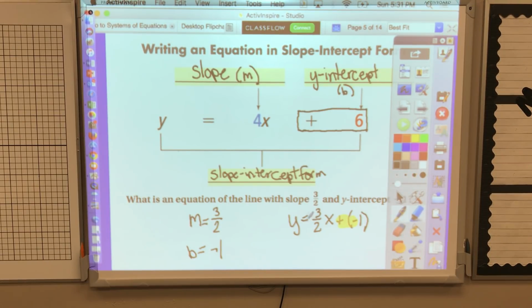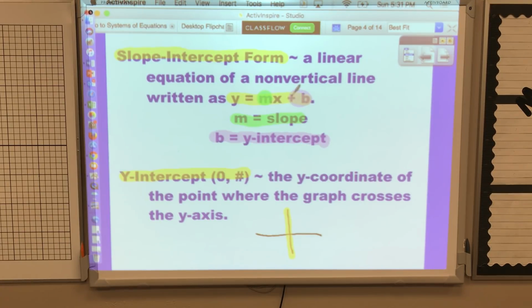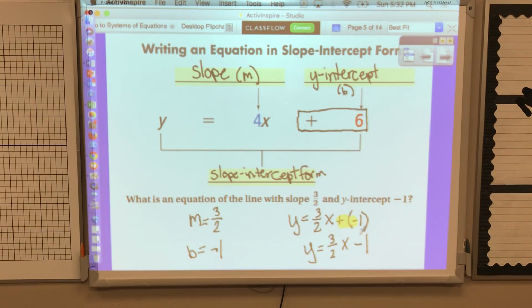So when you write these, if you have double signs in your problem, you need to simplify them to be y equals 3 over 2 x minus 1, okay? And that's why I boxed this plus 6 up here. Whatever this sign is, even though the formula says plus b, it can really be plus or minus, okay? Because that y-intercept can be above the x-axis or below the x-axis. So depending on what type of number that is, depends on your sign of b, okay? So always have single signs when you're writing your equations in slope-intercept form.